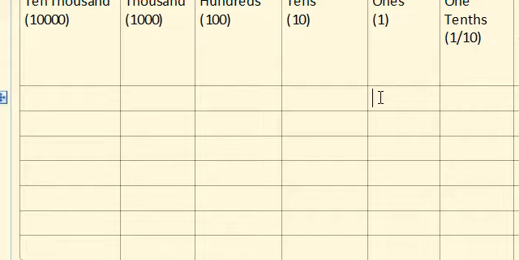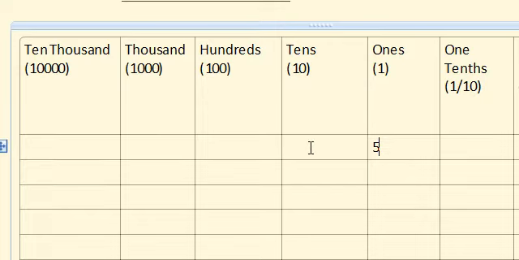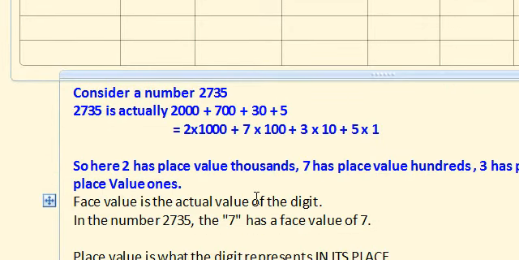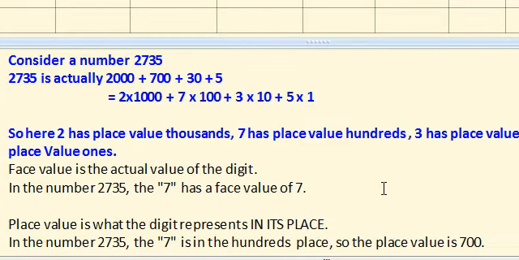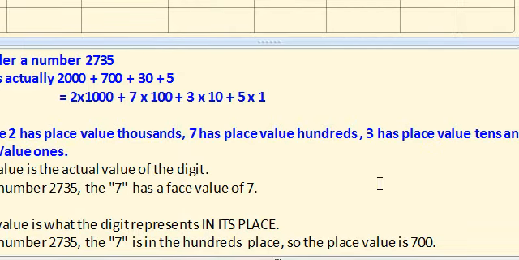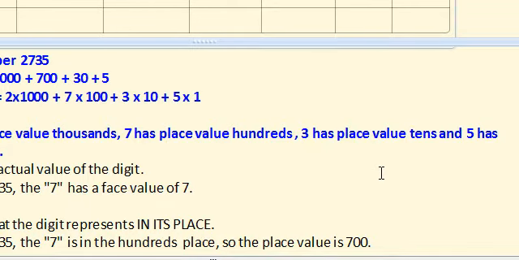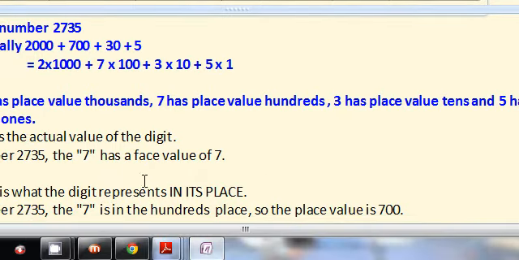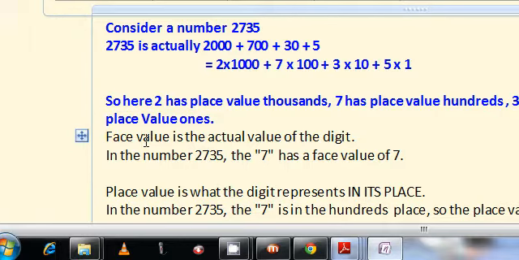We find that 5 appears in the ones place, 3 appears in the tens place, 7 appears in the hundreds place, and 2 appears in the thousand place. So here I have written in statement, 2 has place value thousands, 7 has place value hundreds, 3 has place value tens, and 5 has place value ones.